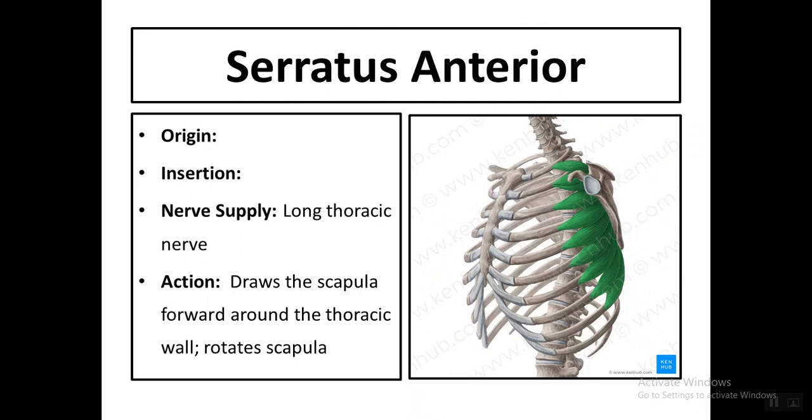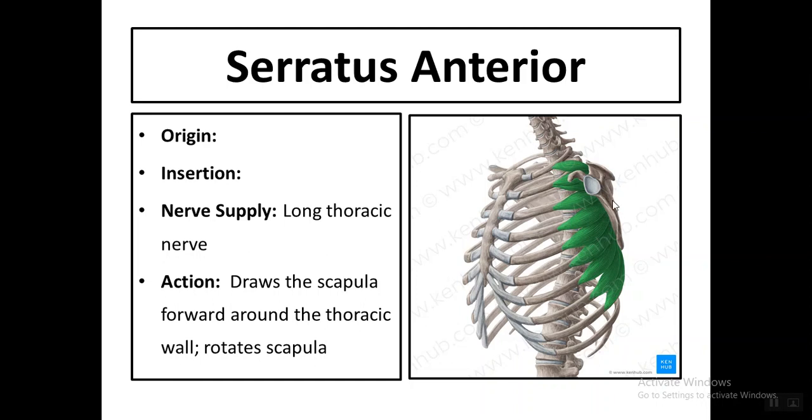Serratus anterior. Serratus means the serrated muscle in Arabic. See from its shape, it looks like the teeth of a saw. So it is called serratus anterior because it has a serrated origin. This is the origin. It takes origin from the upper 8 ribs. The origin is always the fixed attachment.